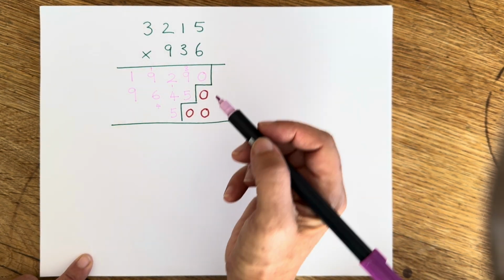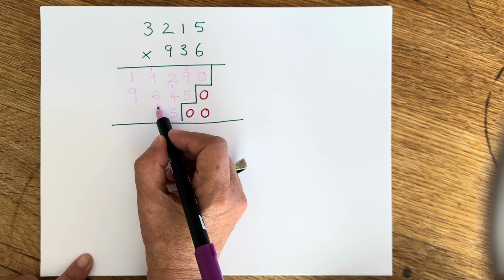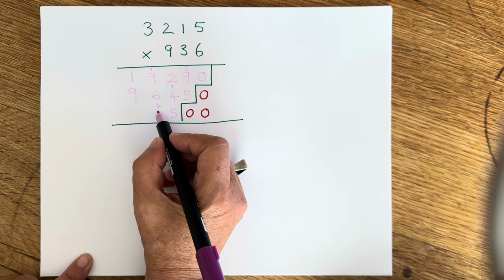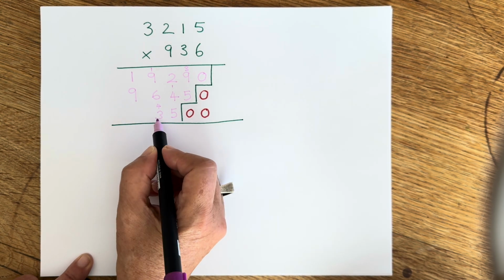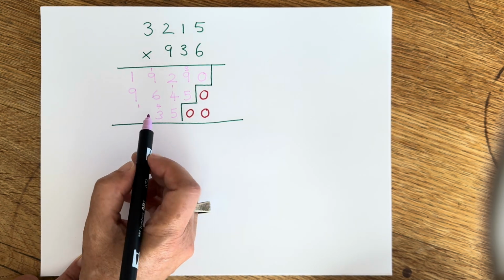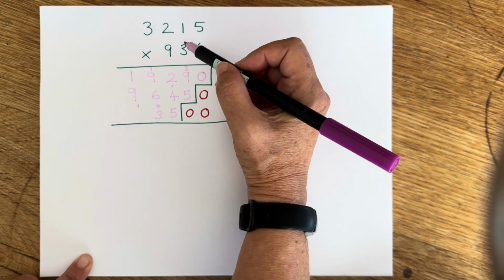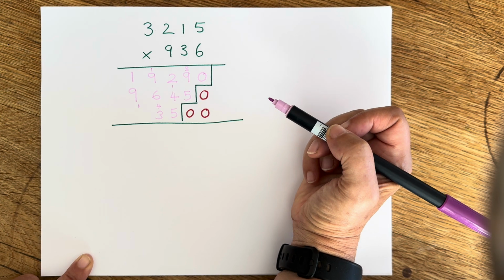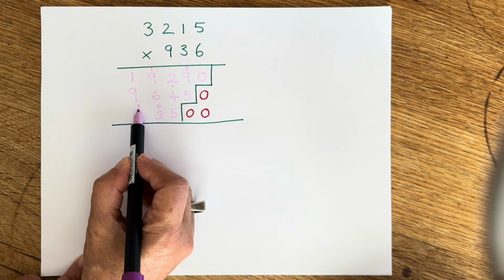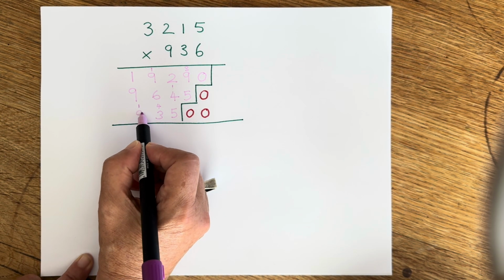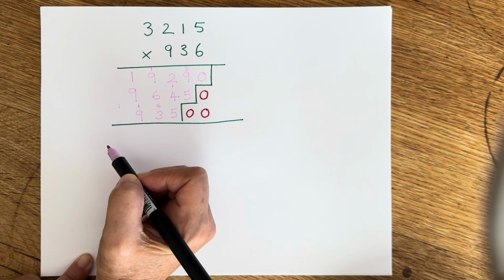9 times 1 is 9. Now I've still got the 4 here, so 9 plus 4 is 13. So my 3 goes here and my little 1 goes here. You can see my 13. 9 times 2 is 18. I have 1 to add in. So 1 plus 18 is 19. I put my 9 there, my 1 there.